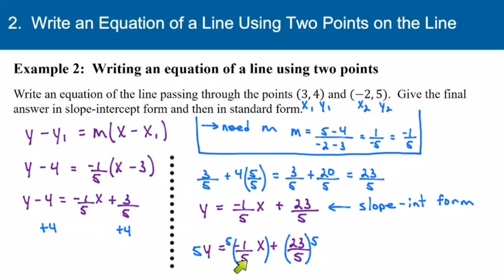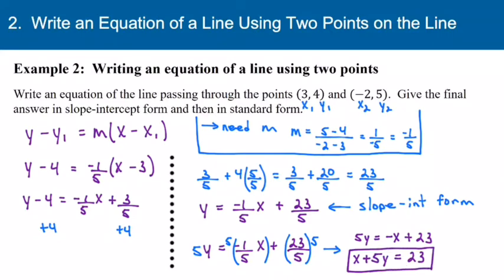This denominator is going to cancel out, and this denominator is going to cancel out, and that's going to leave us 5y equals negative 1x plus 23. And finally, to get to standard form, I just need to add x to both sides. So plus x here means I'm going to end up with x plus 5y equals 23. And so that's our final standard form.